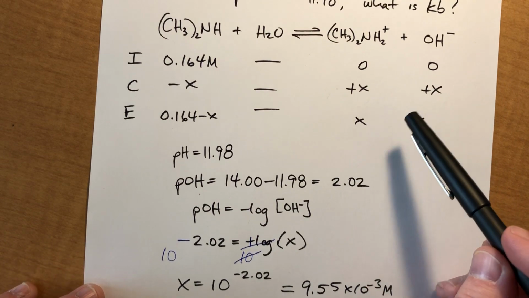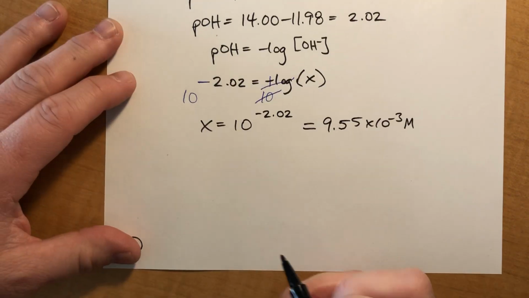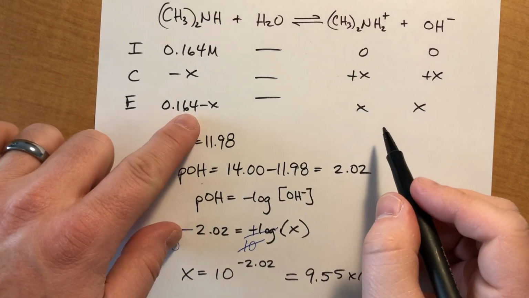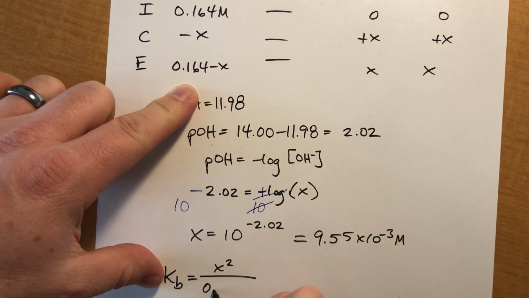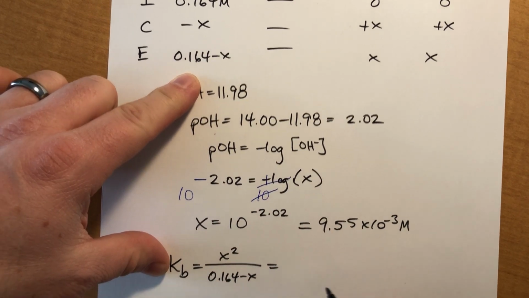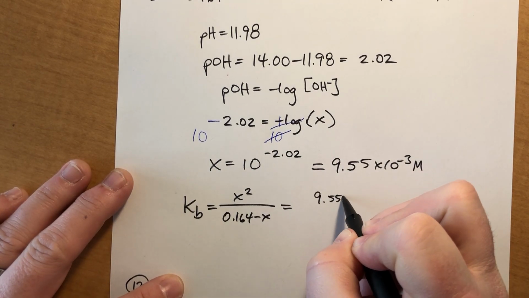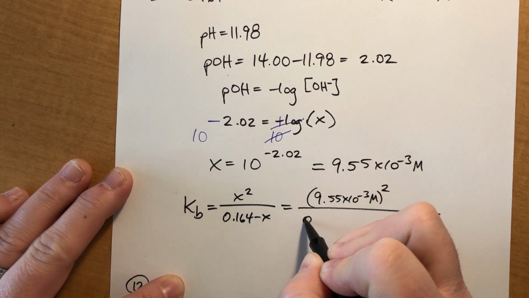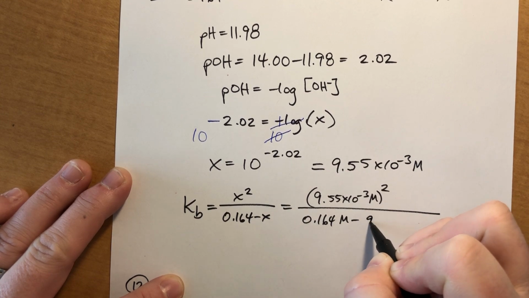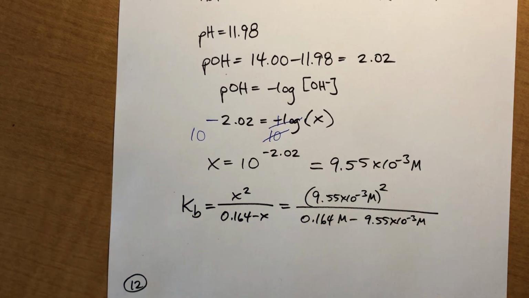So, since we know x, we can plug it in here, and here, and here, and plug everything in. So, Kb is equal to products over reactants. So, the products are both x's, so I'm going to write that as x squared, divided by 0.164 minus x. Okay, great. Now that we know what x is, we can plug this in. So 9.55 times 10 to the -3rd squared divided by 0.164 minus 9.55 times 10 to the -3rd. Okay. And we plug everything in and we see what we get.